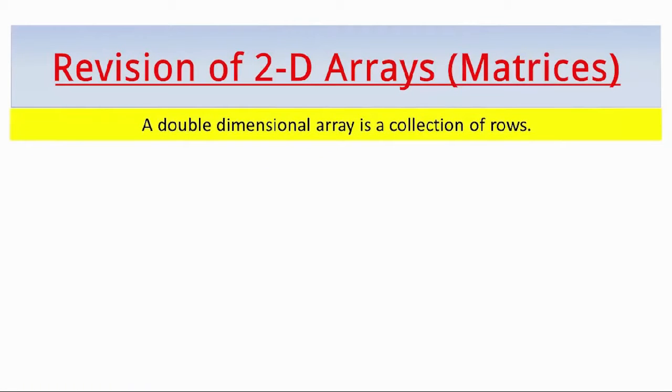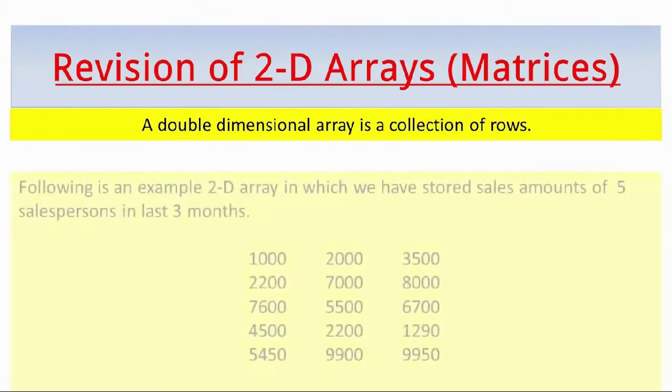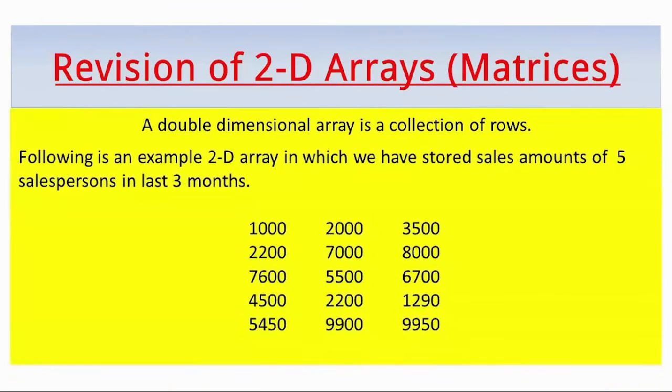A double-dimensional array is a collection of rows. The elements are arranged in a tabular form. And now we will see how we can view a 2D array, how we can represent a 2D array.